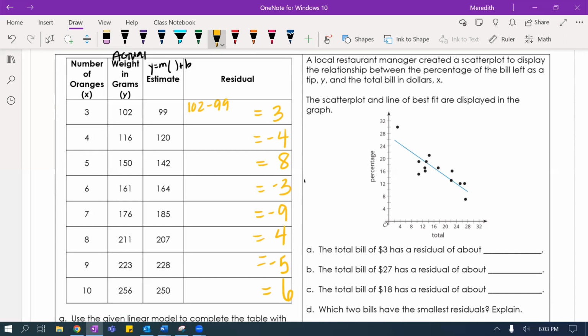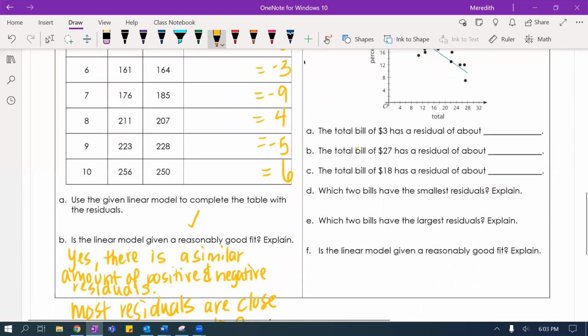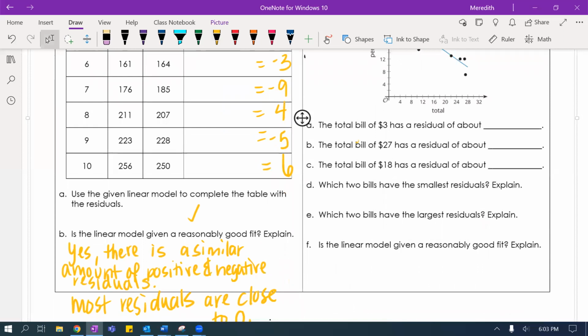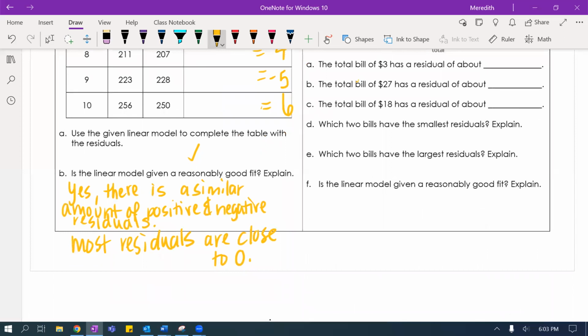So they're fairly small and close to 0. So part A is we just filled in the table, which is what we were supposed to do. And part B here says, is the linear model given a reasonably good fit? Explain. So what we just talked about, there's a similar amount of positive and negative residuals, and most of our residuals are close to 0. So yes, this is a good fit.